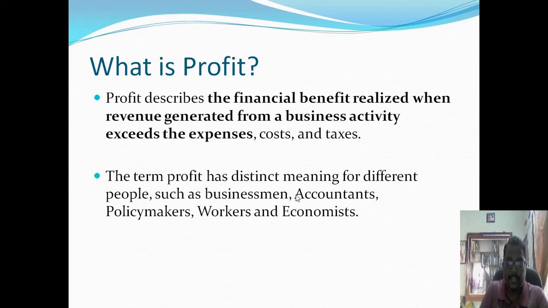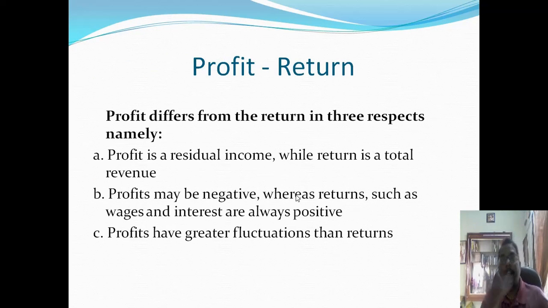But as business and commerce students, it is very clear that profit is revenue generated, and after that, if you deduct all the expenses, costs, and tax, that is the profit. For your better understanding, here there is another word called return. Profit is one thing, return is another thing. I want to explain what profit is and what return is by explaining both terms together.